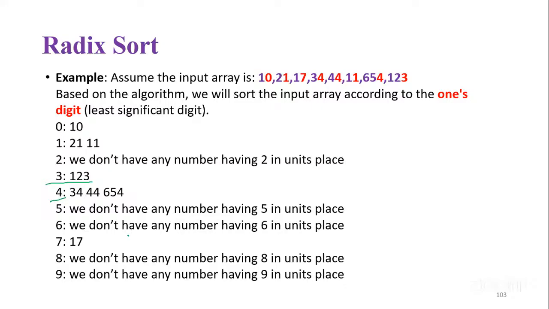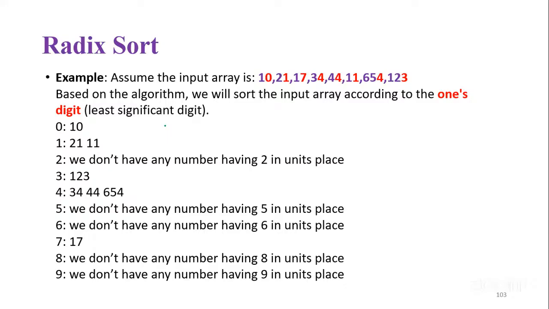Next row, 4. What are the elements we have in which we have 4 in the units position? 34, 44, 654 also. Next, coming to the 5 and 6, we don't have any numbers where we have 6 or 5 in the unit position. So no need to write any number. Then 7, we have only one number where we have 7 in the unit position. Then coming to the 8 and 9, we don't have any numbers where we have 8 and 9 in the ones position, right? So this is step 1.